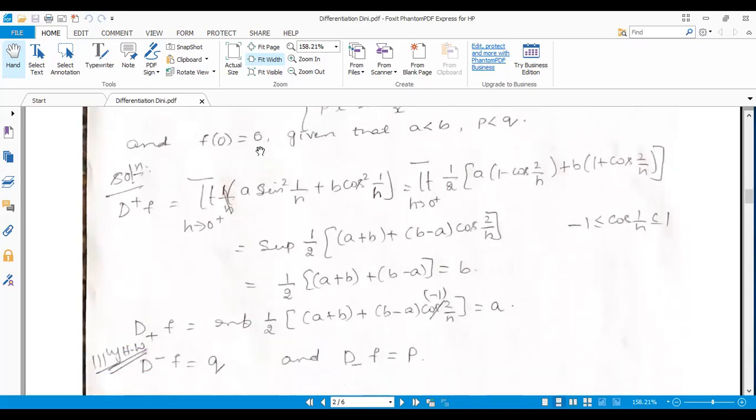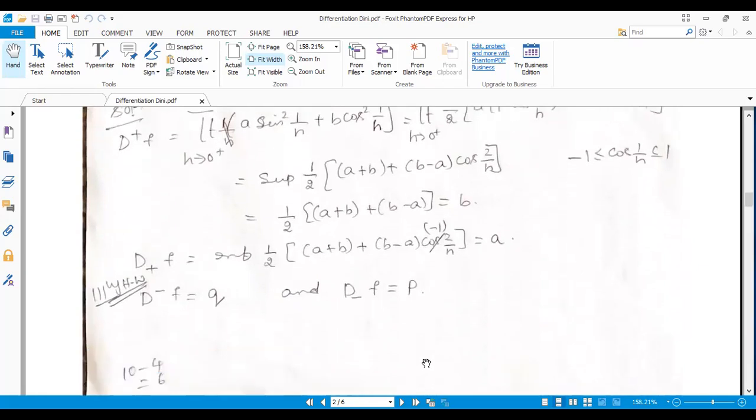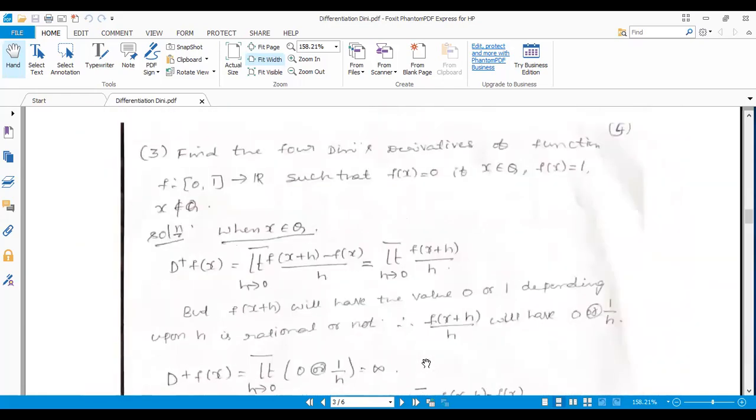Similarly, in the same way you can do it yourself: D minus of f you get a, and D minus of f is equal to b. You can work it out yourself, and you get a solution for the problem. Now, one more example for this.